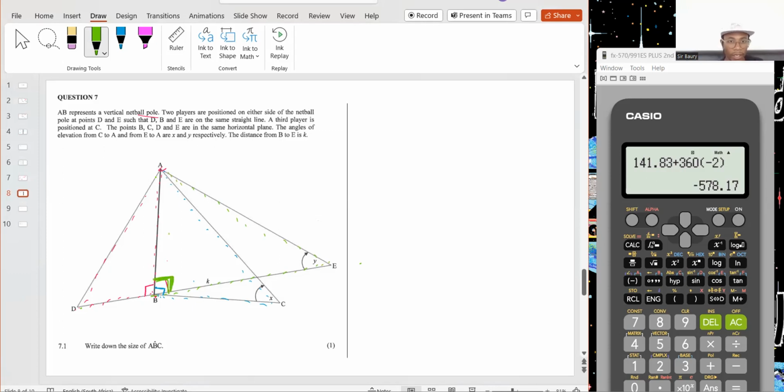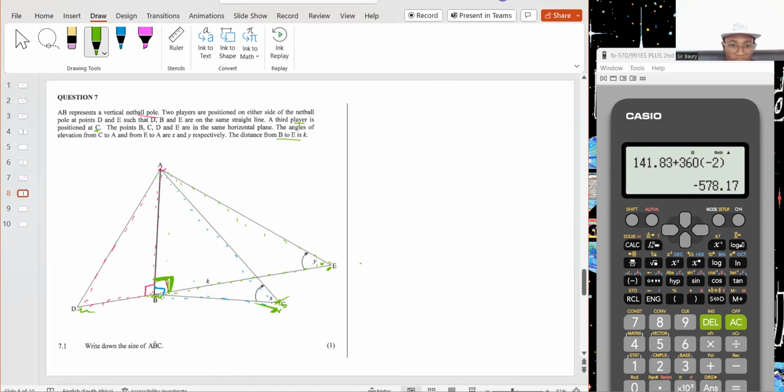Good. So the same DE, a third player is positioned at C. We have a player here at C. Points B, C, D, E are on the same horizontal plane. And then the angles of elevation C to A and then A to E are X and Y respectively. There's the X and there's the Y.